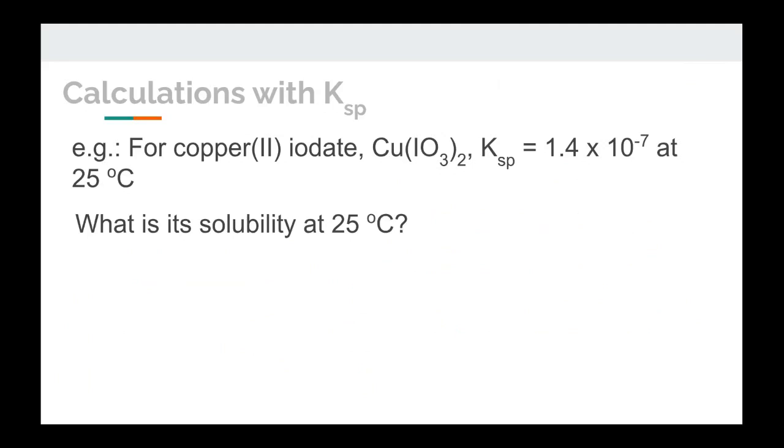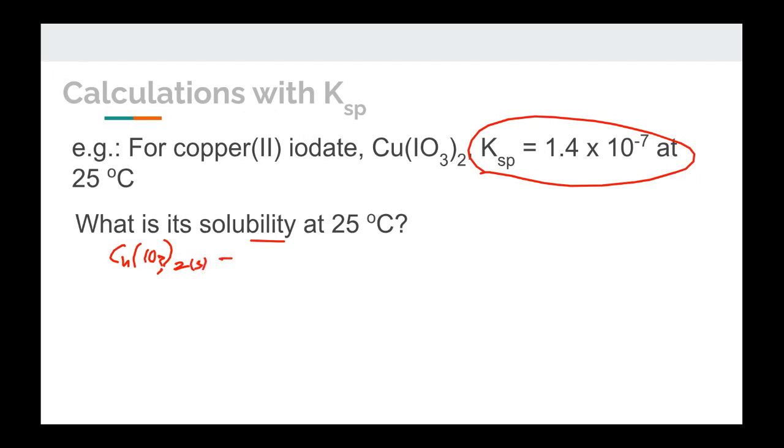This is a kind of a reverse question. Here we're given the Ksp value. The question is, how much dissolves? What is its solubility at 25 degrees C? So let's set up an ICE chart again. Cu(IO3)2, that's our solid, is in equilibrium with Cu2+ and 2 iodate ions.